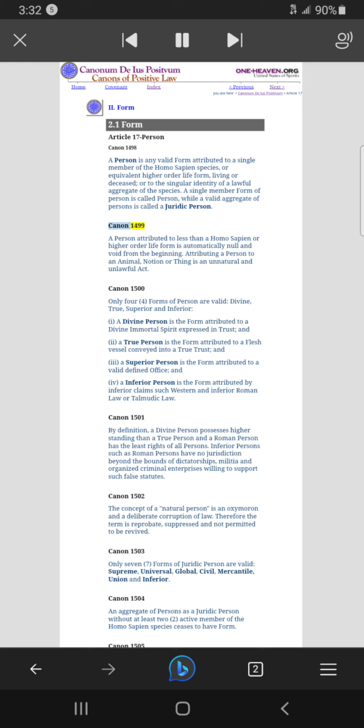Canon 1499. A person attributed to less than a Homo sapien or higher order life form is automatically null and void from the beginning. Attributing a person to an animal, notion or thing is an unnatural and unlawful act.